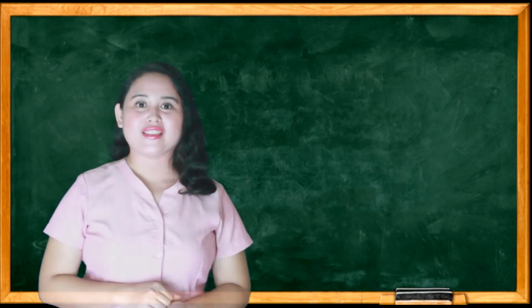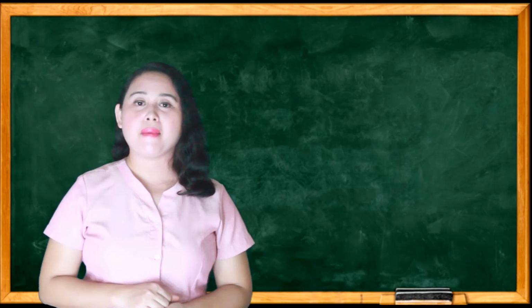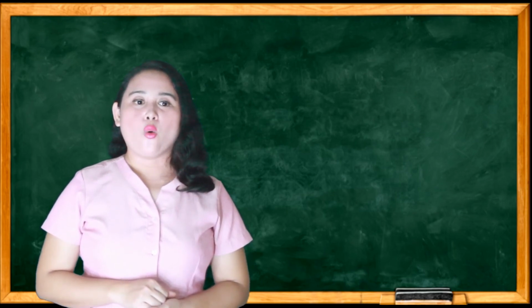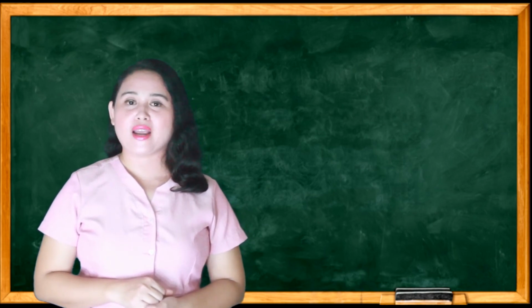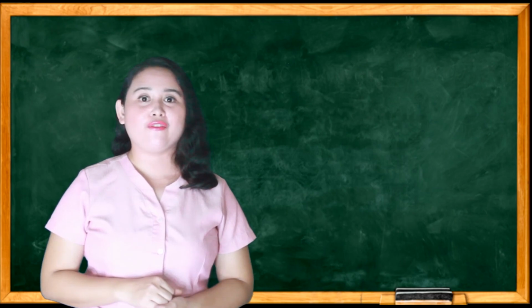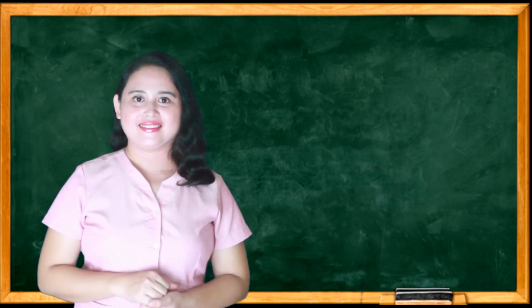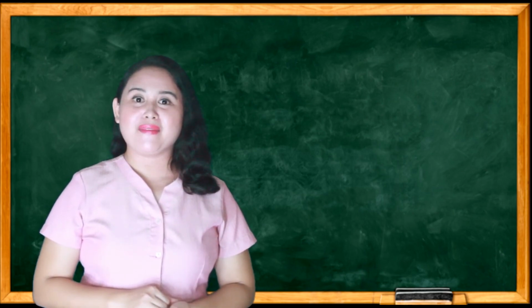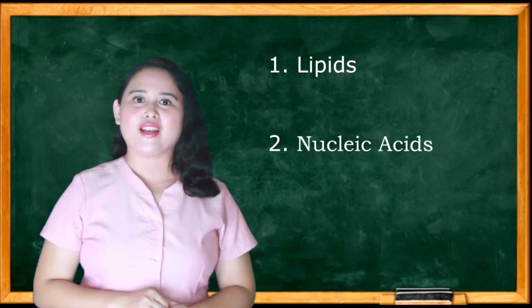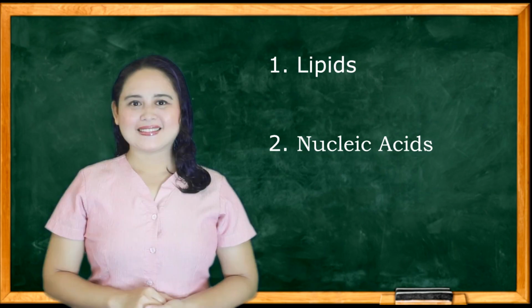Here's another activity in which you will apply what you have learned. What will happen to the protein being synthesized in the ribosomes if an error occurs in the genetic information passed from the DNA to the RNA? For your assignment, define the following. 1. Lipids. 2. Nucleic acid.